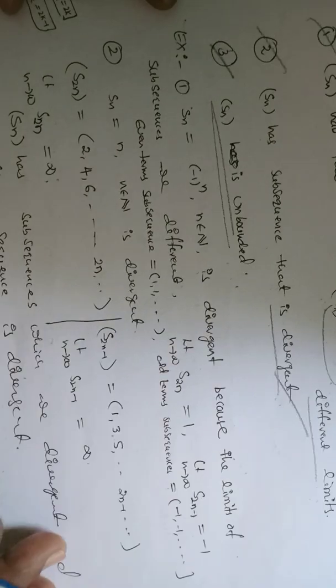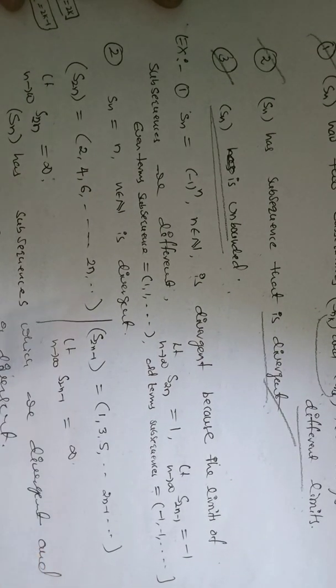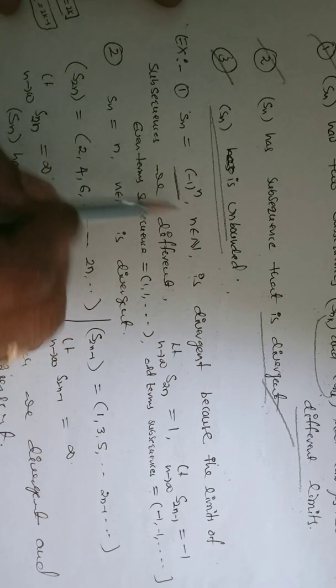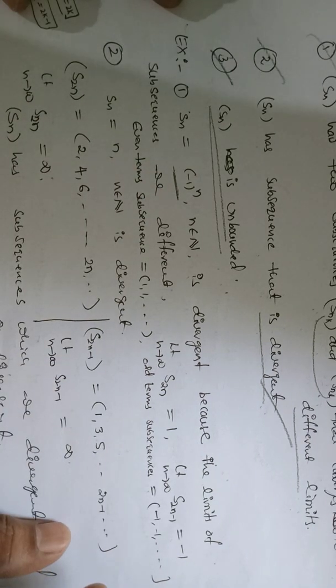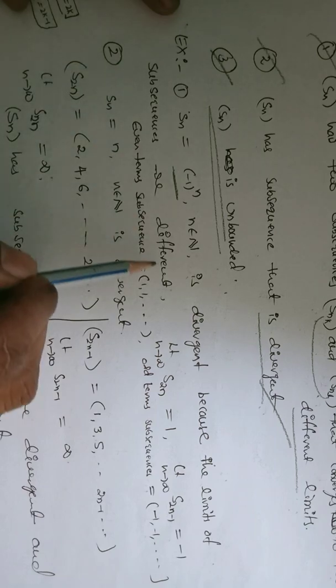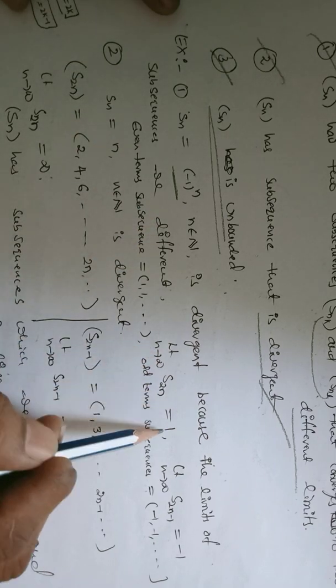Now I'm giving some examples of the above divergence criteria. Suppose Sn is equal to -1 to the power of n. We know that the range of the sequence is -1 and +1. Here -1, +1, -1, +1, -1, +1. So one of the subsequences of the sequence is 1, 1, 1, 1. The limit of the subsequence is 1.